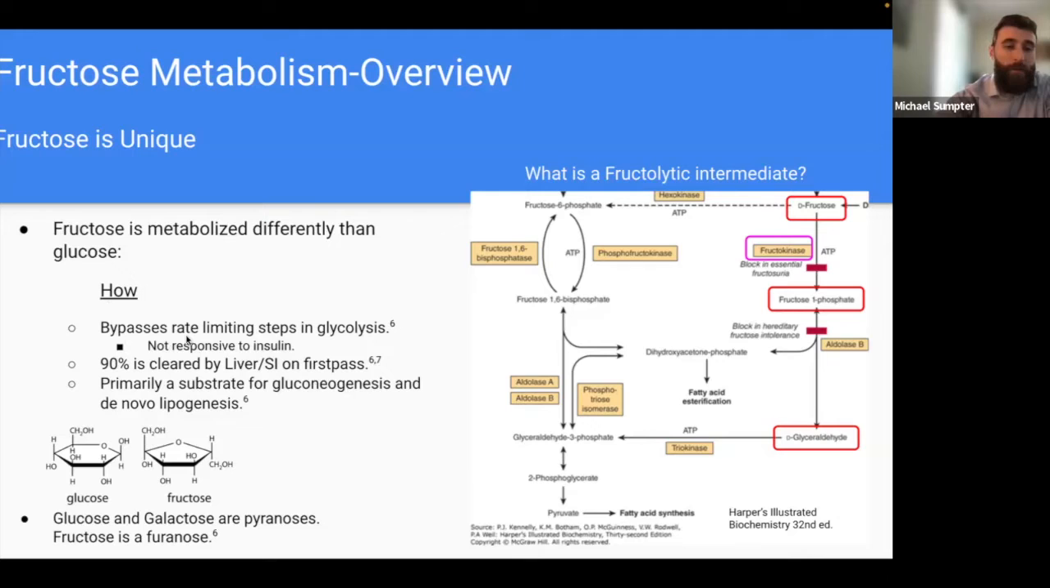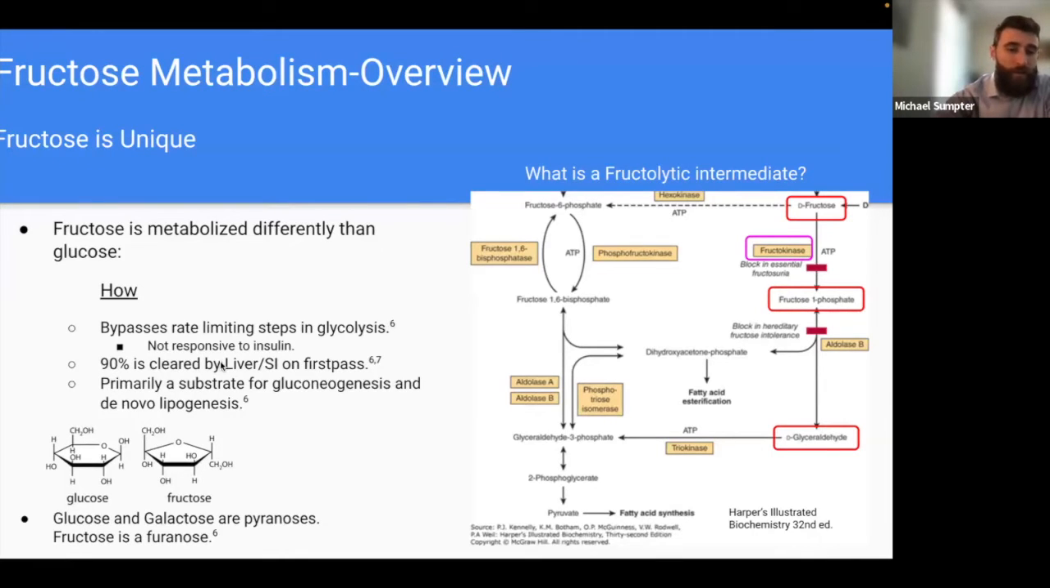Well, fructose is going to bypass the rate-limiting steps in glycolysis. These are going to be the enzymes, if we all remember basic biochemistry, of hexokinase and PFK1. Fructose skips right by them in an unregulated fashion, so we don't actually get to control how much of it comes into the cell. It has its own set of enzymes, and fructose is not responsive to insulin. So it doesn't matter if you have other nutrients present or what sort of metabolic state, both being fasting or postprandial, it is not going to affect fructose metabolism.